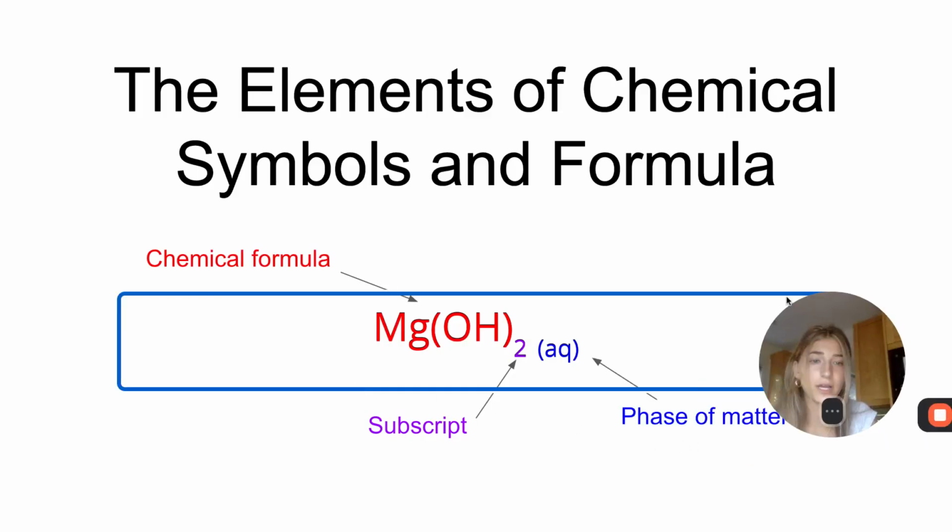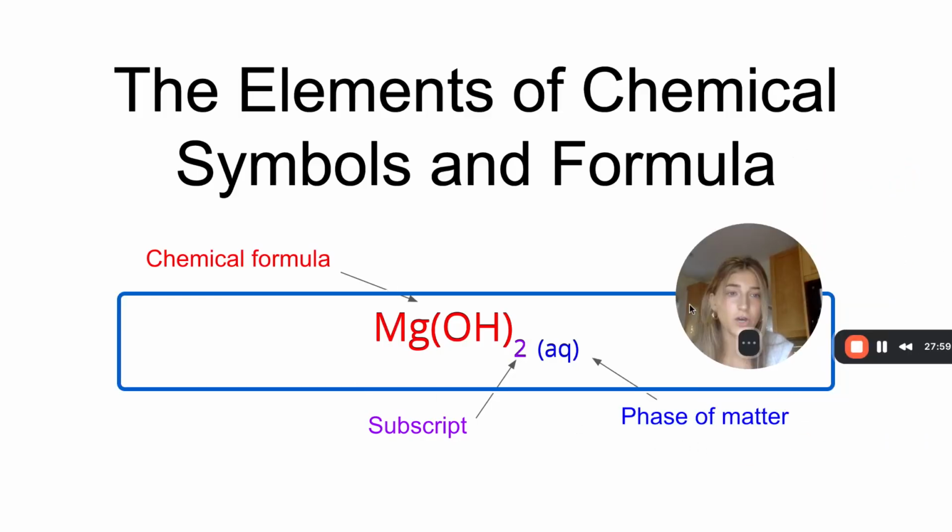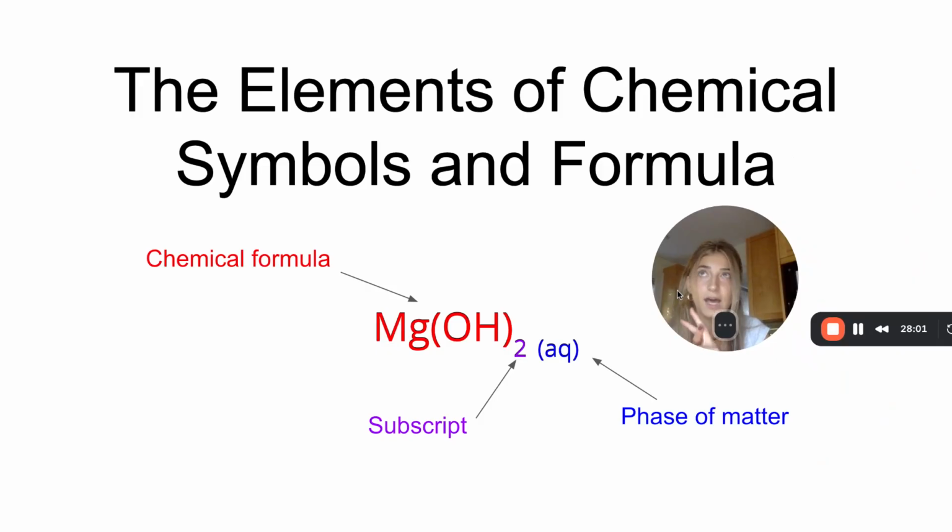And then this blue part is the phase of matter. That's either going to be an S, an L, a G, or AQ, and we'll go over that soon. But yeah, these are the different features of a chemical formula.